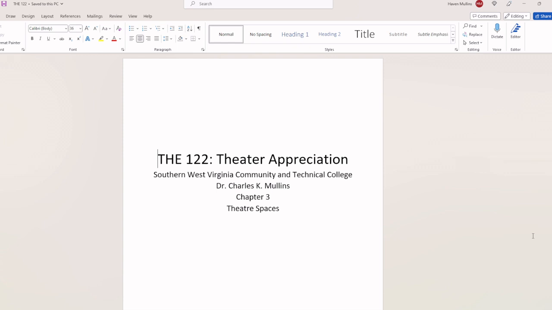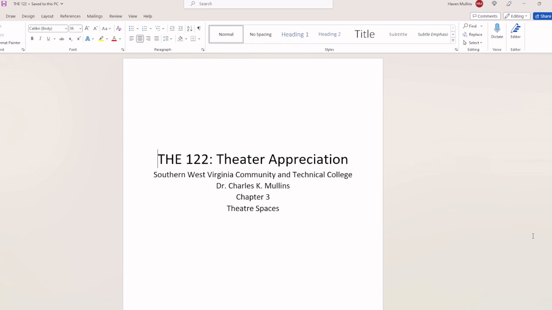I want you to know what a rake is. R-A-K-E. A rake. And not the kind that you take out in the yard and rake the leaves in the fall. The rake, in theater usage, is the slant of an auditorium or stage floor.